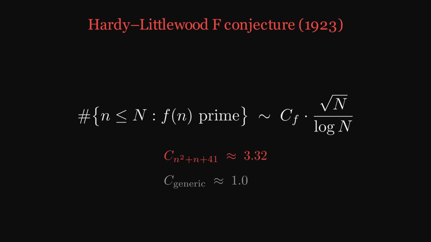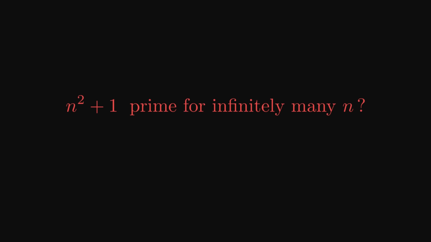For Euler's polynomial, C of f is large, around 3.32. For a generic quadratic, C is small, around 1. So Euler's polynomial generates over 3 times as many primes per unit length as average. The conjecture has been verified numerically up to enormous bounds. The fit is excellent. But the conjecture itself, that any irreducible quadratic produces infinitely many primes, is unproven. We don't even know whether n squared plus 1 is prime for infinitely many n. We can predict the answer to high precision.